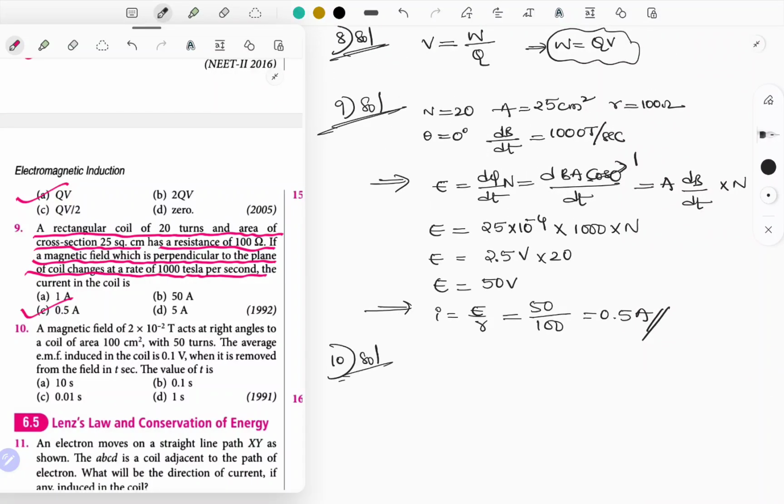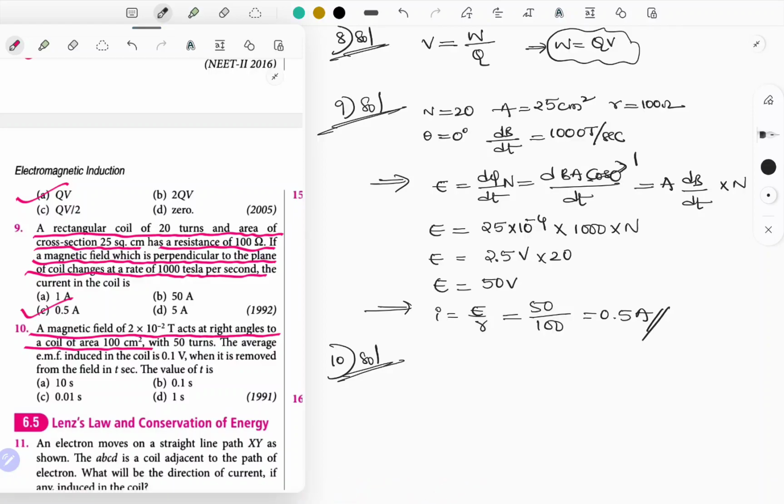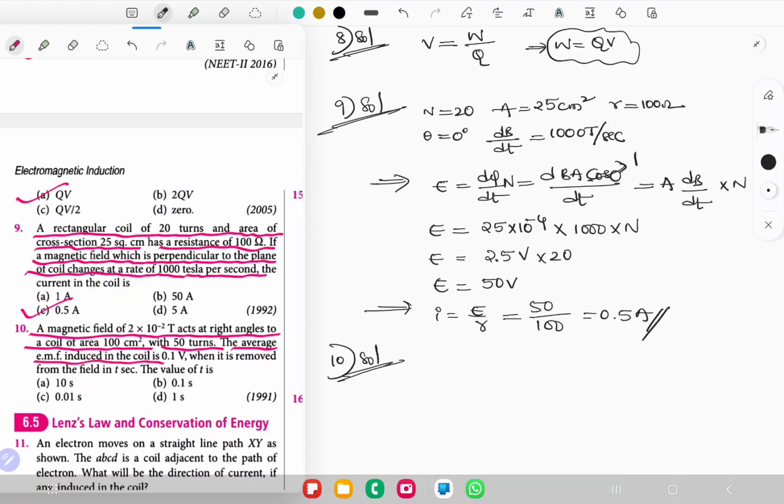That is the 10th one. A magnetic field of 2 into 10 power minus 2 Tesla acts at right angles to a coil of area 100 centimeter square, with 50 turns. The average EMF induced in the coil is 0.1 volt when it is removed from the field in t seconds. Then the question they're asking is the value of t seconds.